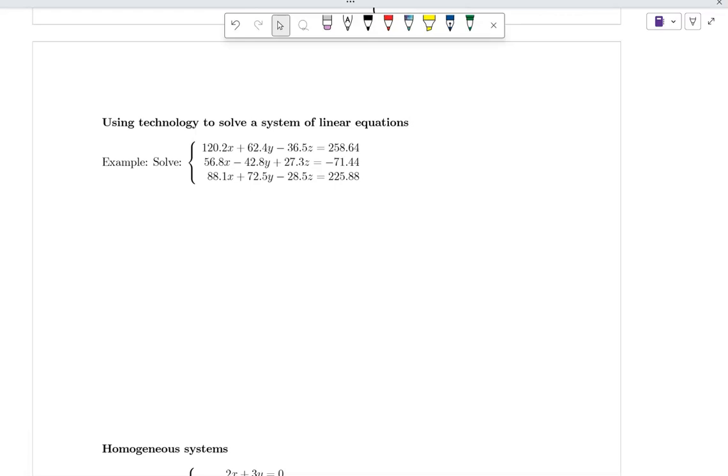Okay. Do the same thing for the second equation. Well, I'm going to show you how we're going to change this over where we can put your calculator as well. I just wanted to show you GeoGebra to give an introduction to it, to show that it'll deal with variables as well. Oops, forgot my equals. And then finally, the last one was 88.1x plus 72.5y minus 28.5z equals 225.88.